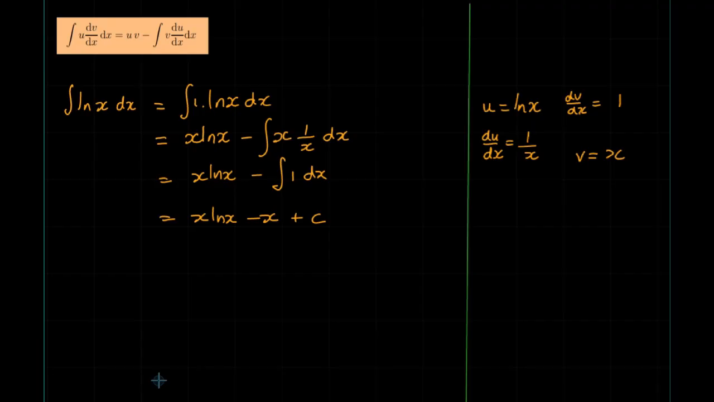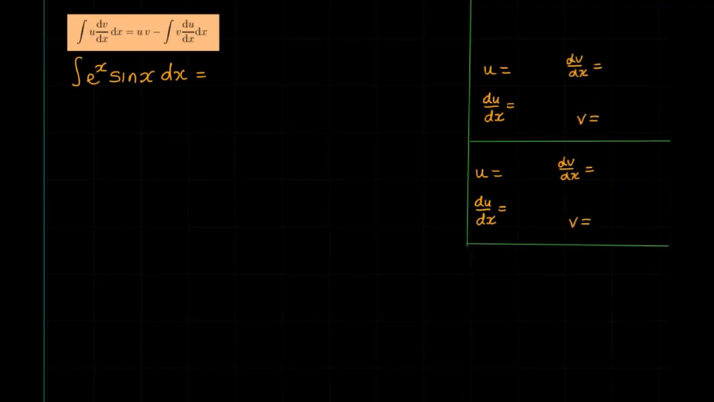We've integrated log x. Now, in my fourth example, I've chosen to integrate e to the x sine x, and I'm going to use integration by parts twice, so that's why I've set up 2 boxes here. Okay, so let's start. E to the x and sine x don't simplify when we differentiate them. So normally we would choose u to be something that simplifies, but neither of them do. So I can choose them either way round.